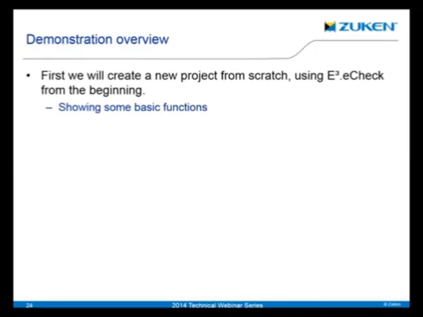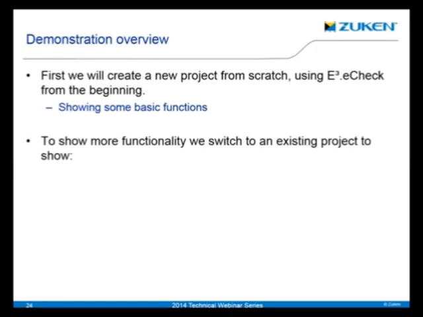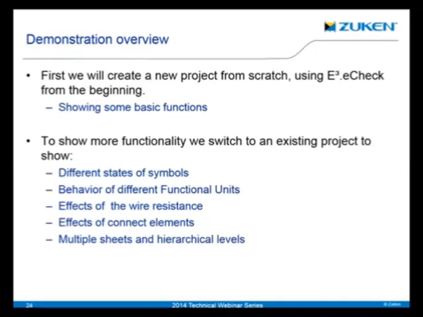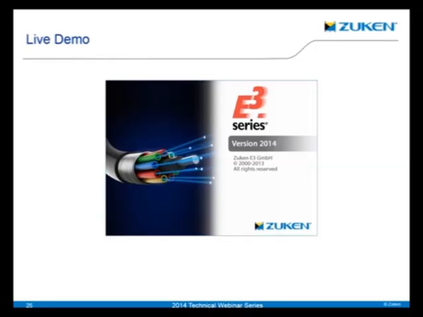To give you a live demo, we will first create a new project from scratch using E3.eCheck from the beginning. Here you will see some basic functions. In the next step, we open an existing project to show you the different states of symbols. You will see the behavior of different functional units. Then we have a look at the effects of the wire resistance, and also we will see the effects of connect elements. I will show you E3.eCheck with multiple sheets and different hierarchical levels, and at the end we will get some information about voltage and current in the schematic. Now we will see the live demo.